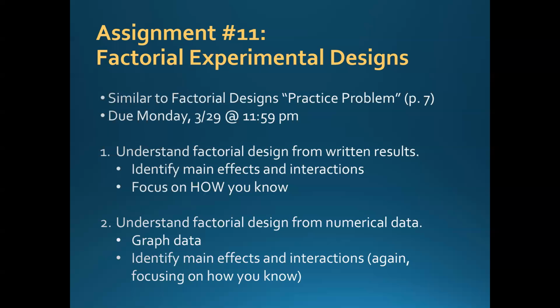So, first off, you're going to identify the main effects and interactions, but really focus on how do you know that information? Like, how do you know if there is an interaction, or how do you know if there's a main effect? That's really what the first question is addressing, from a written paragraph. The second question is going to ask you to graph out the data, and we're going to get into that a little bit today. It's relatively easy, but I'll walk through it a little bit later.